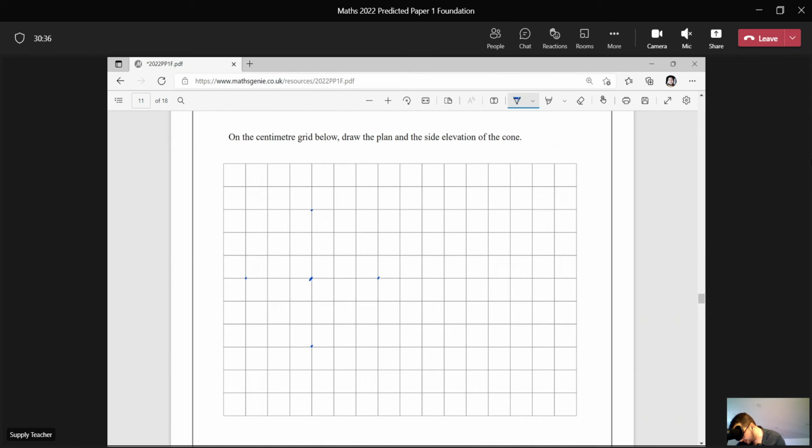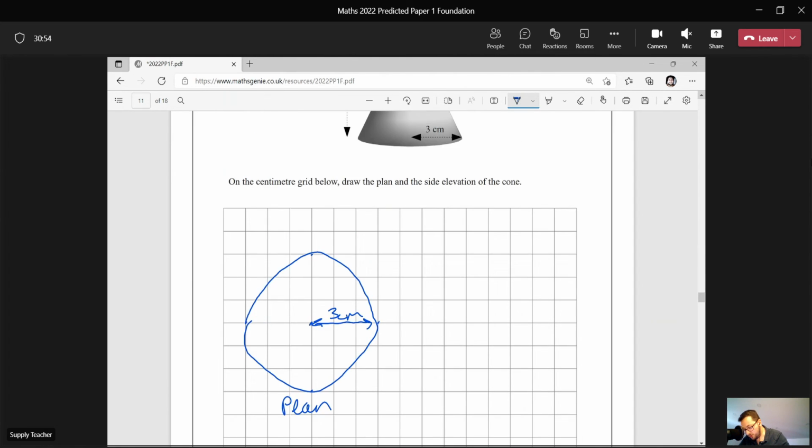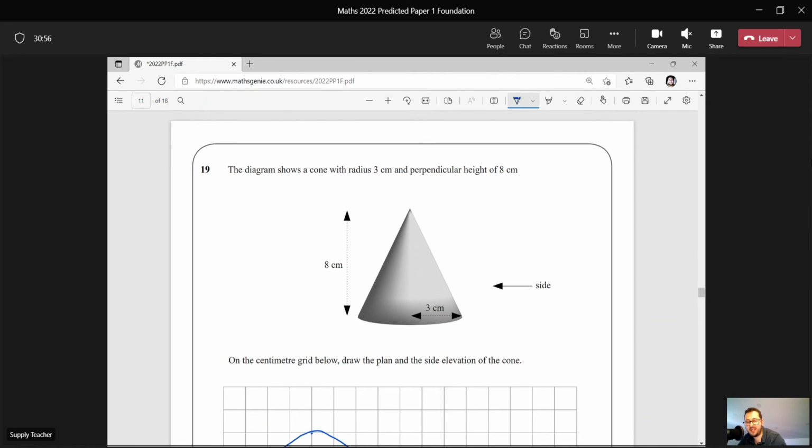So this is a strange way to do it. I would use a compass, because I've just drawn the world's worst circle. Looks like it's been stamped on, but that's the plan. Okay, and you might even want to draw in the radius like we know. And then it also wants the side elevation. Well, if we look back at it, now if you look at a cone from the side, it's going to look like a triangle.